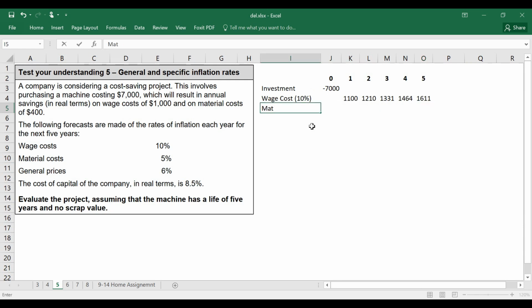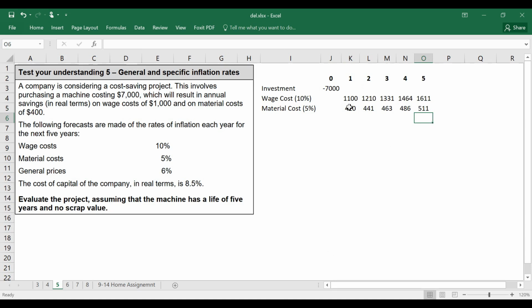Next we have material cost, and we will inflate it by 5%, right? We are going to inflate it by 5% per annum. We will do it exactly in the same way we did wage cost. So that means in year 1 we have $400, but we will inflate it by 1.05, where 0.05 is 5%. And here we will take the power of its relevant year, which is year 1 in this case. Now I am going to copy it and paste it here. Again I will change the power with its relevant year, year 4, and here we have year 5, right?